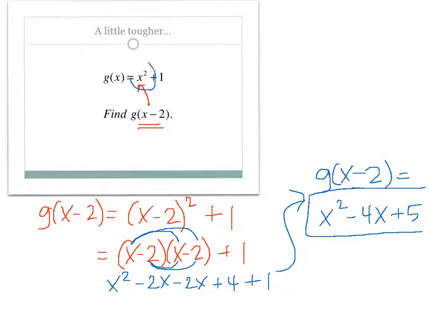Again, the key here, when there's something like x minus 2 squared, make sure you know to FOIL that. And that's it for this section. You should be able to now do the problems on your worksheet tomorrow. Just remember, whatever's in the parentheses, whatever you're looking at, just goes in anytime you see an x into your function.